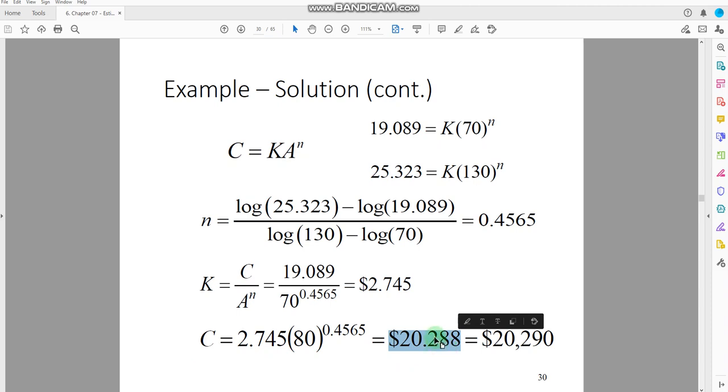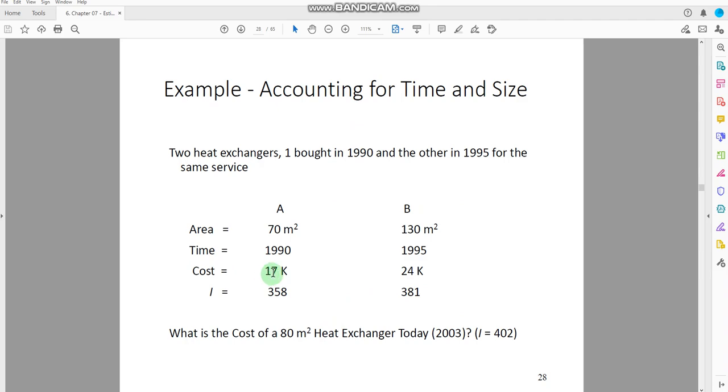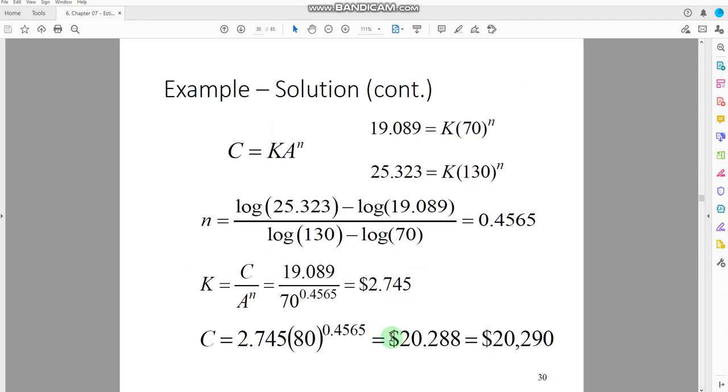You have to multiply this one with 1000, because here we are using the factor of 1000. For example, this 17 here or this 24 here that we are using represents the $17,000 and $24,000. So when you calculate the cost here, you have to multiply this one with the 1000 to get the actual value for the cost.